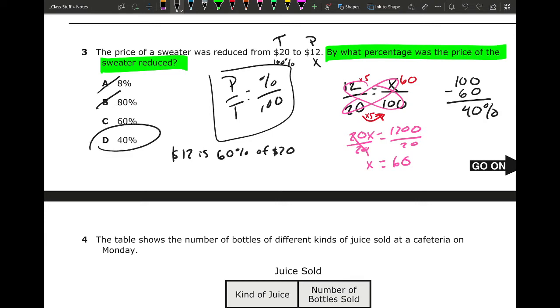So the answer is actually D. If they would have asked you what percent of 20 is 12, then yes, the answer is 60. But it's asking you by what percent was the price of the sweater reduced. If they ask you something like that, you will have to subtract at the end. Don't forget about that. It's a really important part on this type of question that's going to throw you off. And just because you got this right here, if you select C, you're going to get it wrong. You did the process right, but you forgot to think the last little bit, okay?